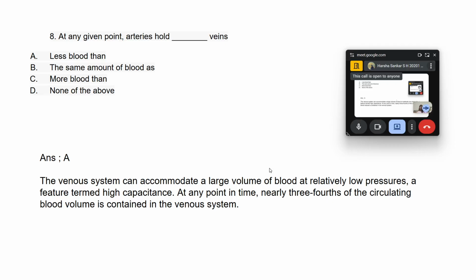Otherwise, the venous system can accommodate a large volume of blood relative to arteries. This capacity of the venous system is also called capacitance. At any point in time, if we compare the volume of blood that can be accommodated in veins versus arteries, veins can accommodate nearly 3/4 of the circulating blood volume. So every time we compare, 3/4 will be in veins, and only 1/4 will be in the rest of the vessels.